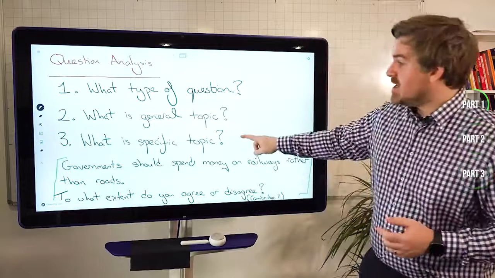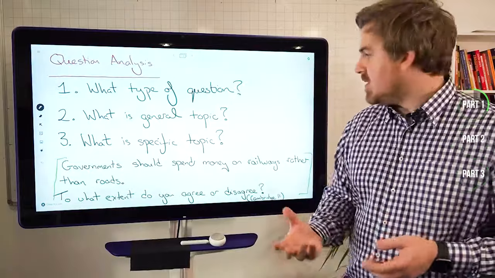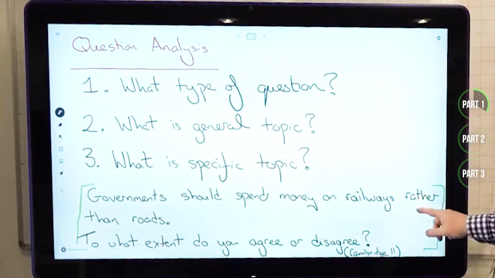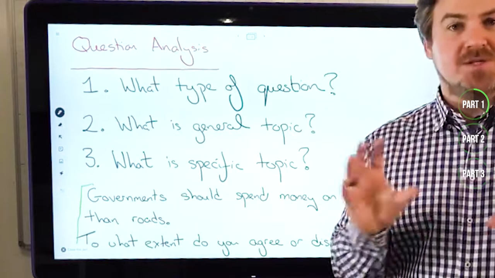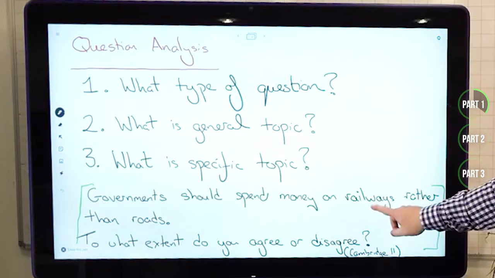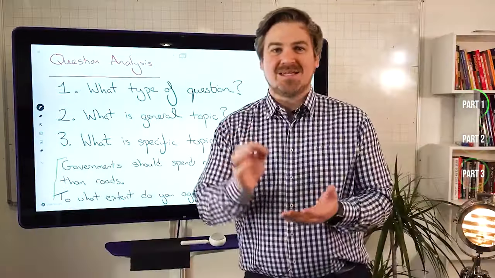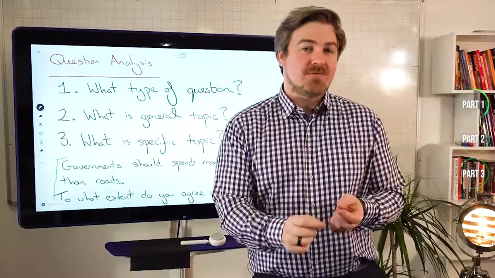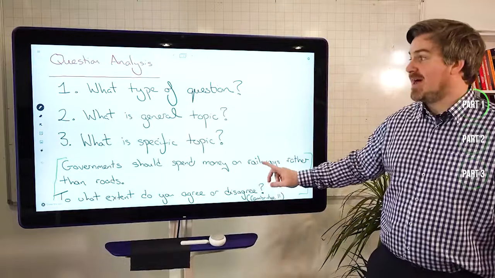Then you need to ask yourself the third question: what is the specific topic? Governments should spend money on railways rather than roads. So within the context of the general topic of government spending, you need to talk about whether government should spend money on railways or roads. That is the most important aspect of the question. And you need to say whether you agree or disagree about that thing.